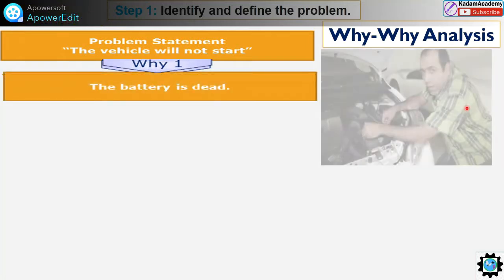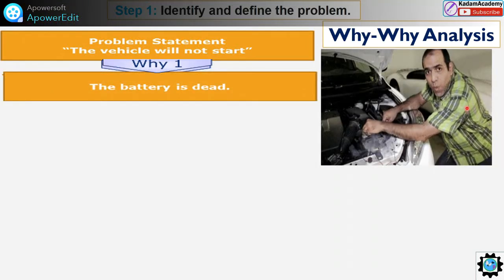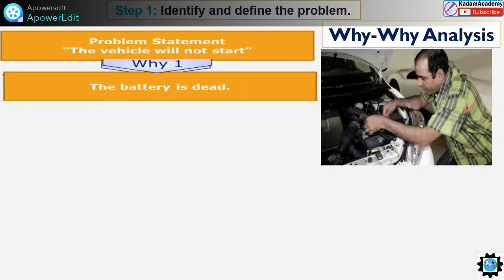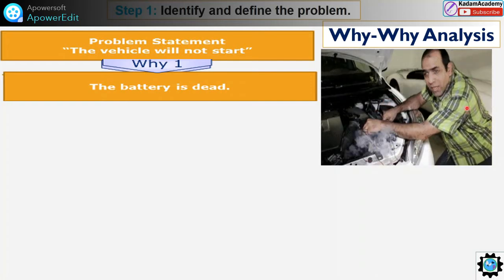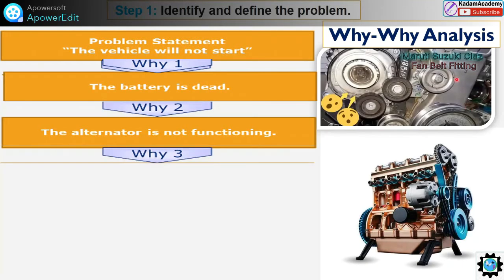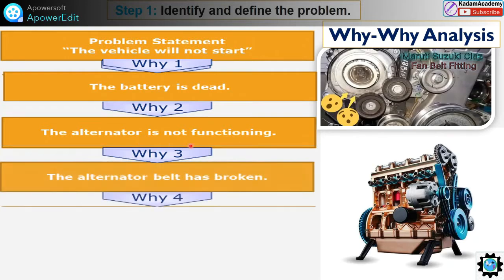First why: why is the battery dead? Battery is dead, that may be the problem. That's why the vehicle will not start. Alternator is not functioning. You can see here the alternator, connected with the belt. This alternator will move the engine. It will help to start the engine. So the alternator is not functioning, or the alternator belt has broken.